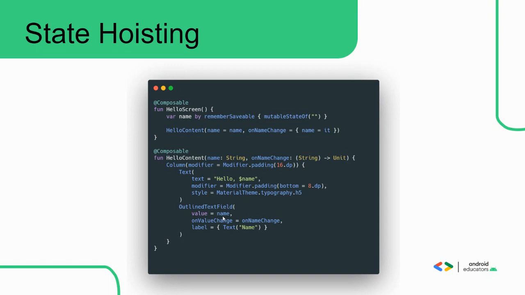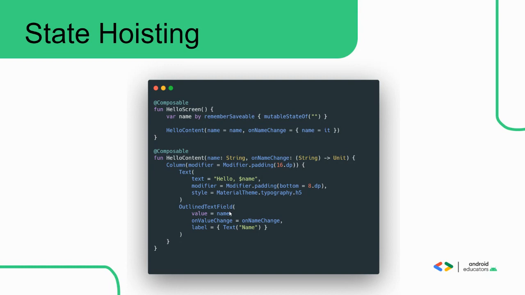Whatever UI component's parameter gets changed, that UI component gets re-executed. That compose function gets re-executed. So whoever is reading this name will get recomposed. Let's say I have a third UI component which is a button, which is not reading name. That button would not get recomposed, because it is not reading any changing value. That is static. So only those UI components that are reading a variable that is changing get recomposed. In this case, text and outlined text field get recomposed because they're reading name.